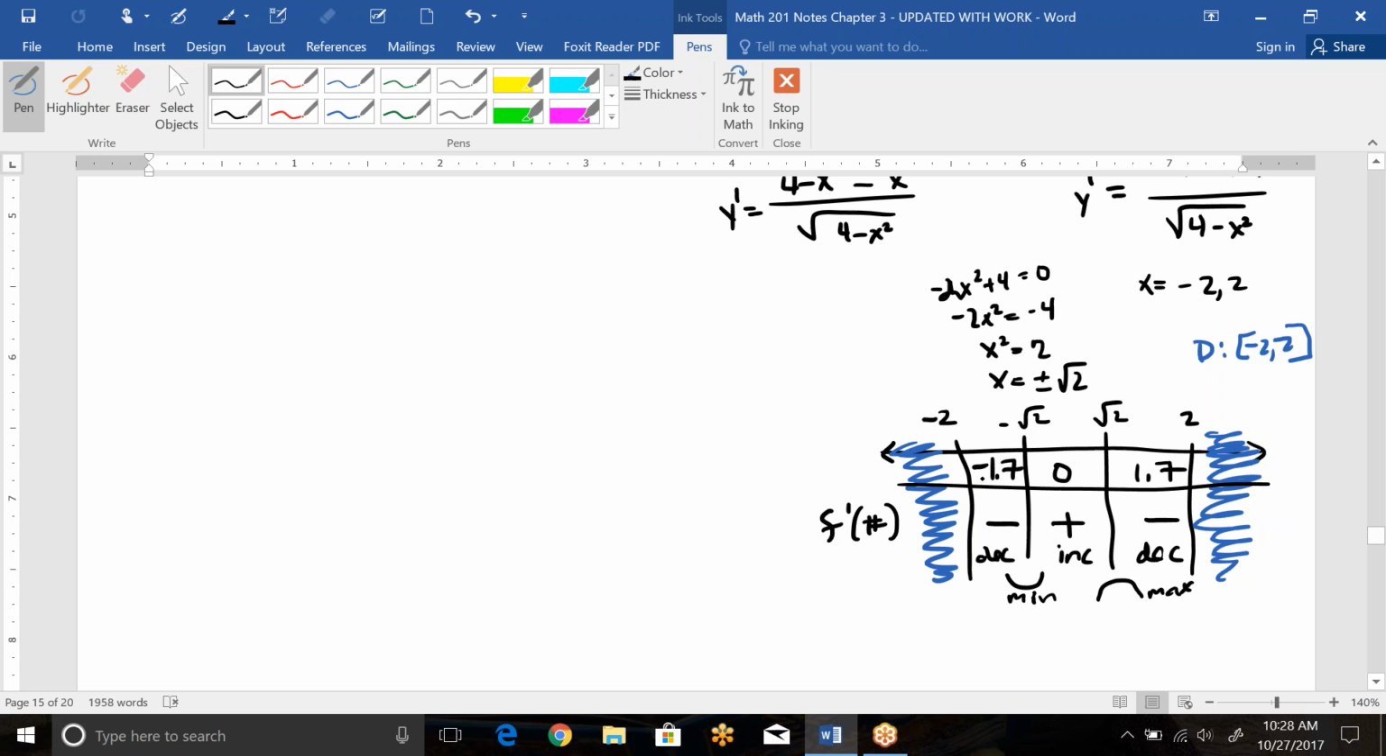We'll want to find those ordered pairs. So remember, you take the number that happens at that point and you plug it back into the original function. So y equals negative square root of 2 times the square root of 4 minus negative square root of 2 squared. So that's a lot to write. So this becomes negative square root of 2 times, negative square root of 2 squared is just 2, but it's 4 minus 2. So this becomes square root of 2 times square root of 2. So this is actually negative 2. So this ordered pair, and that one is the minimum.